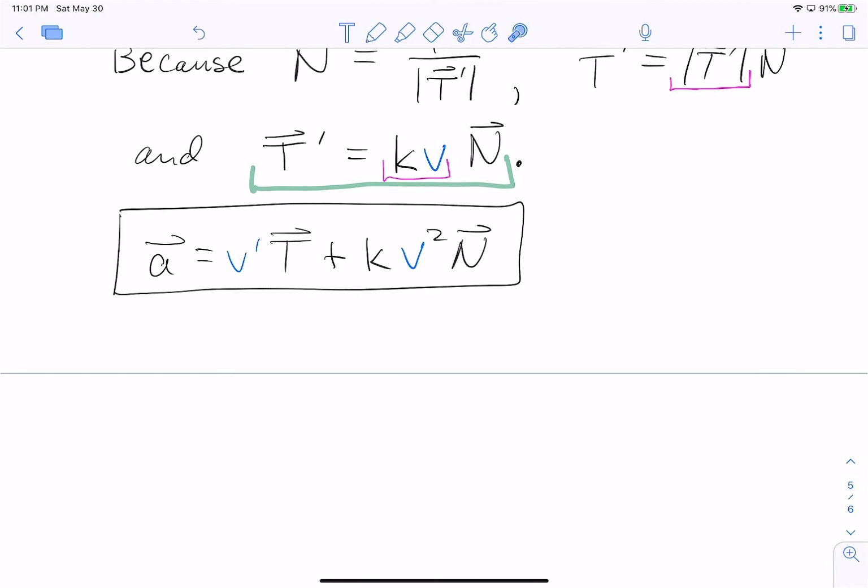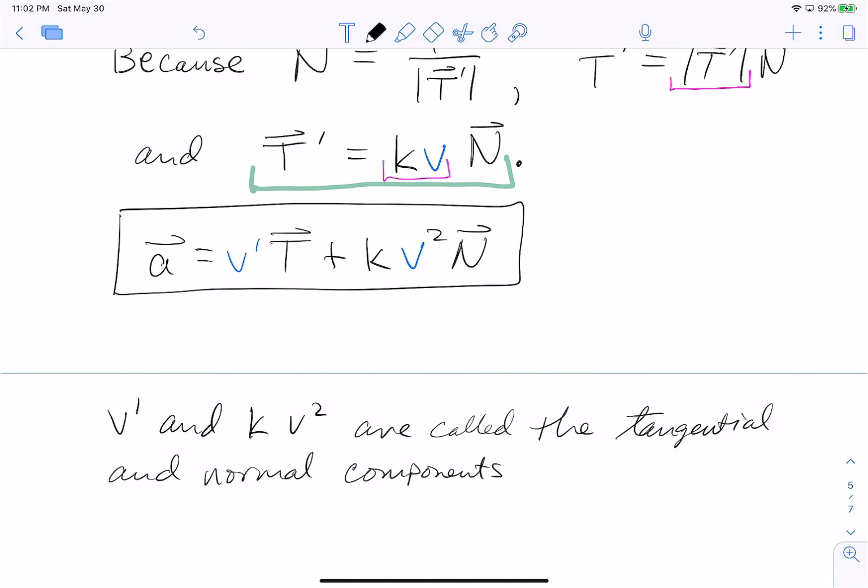Now we have acceleration broken down into one component that's tangential to the curve, that's v prime T, and another component that's normal to the curve, that's the plus kappa v squared N part. v prime and kappa v squared are called the tangential and normal components of acceleration, respectively.